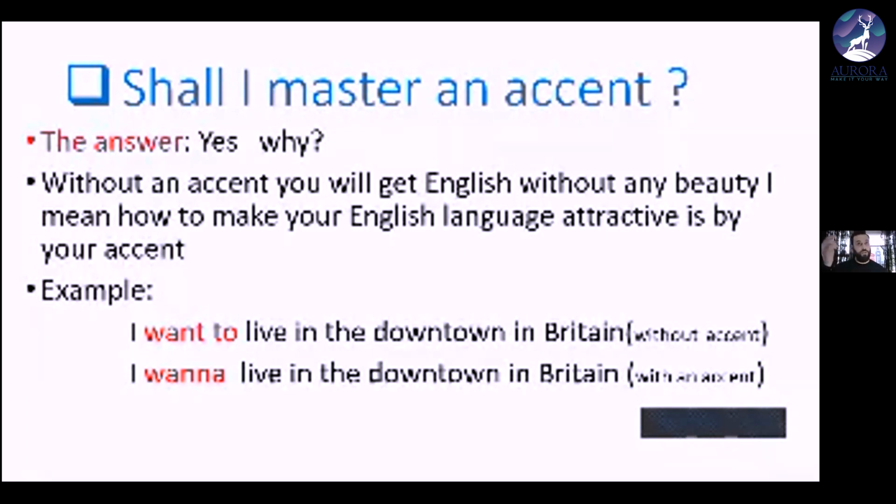When you are listening to somebody speaking English, maybe you will like him, or maybe you will not like him. Why? You will see that he doesn't have an accent for you. But the first one, you will like him or like his language. Why? Because he has an accent. He's manipulating with his accent. He says, I'm gonna go, I wanna, all these accents. So it's attractive for you.